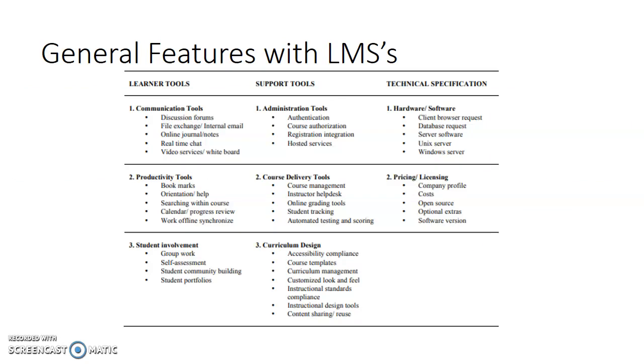There are also a lot of general features within LMSs. Here, Kavus breaks down the tools into 3 categories: learner tools, support tools, and technical tools. I think this is really an interesting chart to look at when you're considering what you're trying to get out of the LMS. For instance, the communication tools, you're looking at discussion forums, do you want a real-time chat? For productivity tools, do you want a calendar? Do you want to be able to search within the course? And then student involvement. Do you want to be able to have group work, self-assessments, student portfolios? All these different things need to be considered when choosing an LMS.